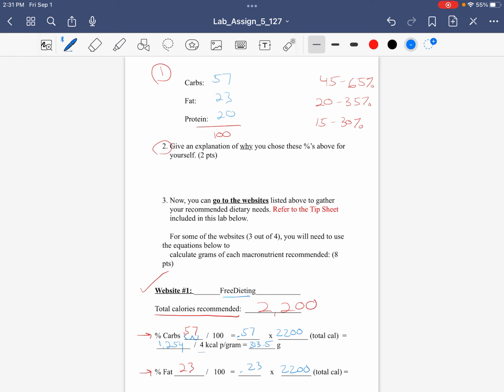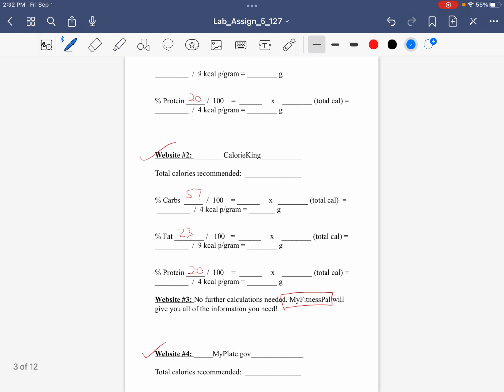We divide by 4 for carbs and protein, because for every 1 gram of carbohydrates and protein that we metabolize, we get 4 kilocalories of energy. But for fat, we're going to divide by 9. Let me just go through the example. So I have 0.23 multiplied by 2,200, and that gives me 506, and I'm going to divide that by 9. And these numbers should make sense. If you get like 32,520, that's obviously not correct. So these numbers should make sense.